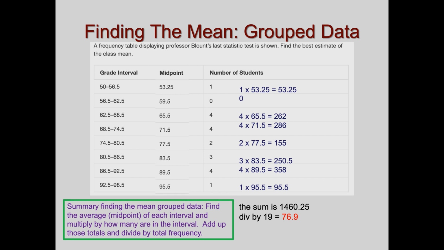What's your big summary point here? The summary is that to find the mean of grouped data, you want to find the average or the midpoint of every interval, multiply it by how many scores or students are in that interval, which is the last column here, then add up those totals and divide by the total number of, in this case, students, or the frequencies total. That's how we do it. All right. So that's a review of mean, median, and applying it to groups of data.